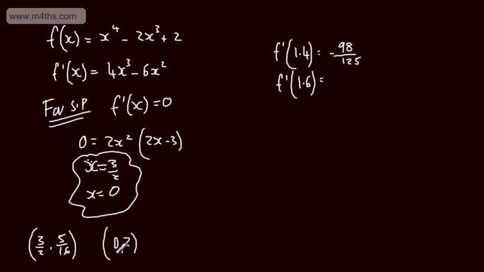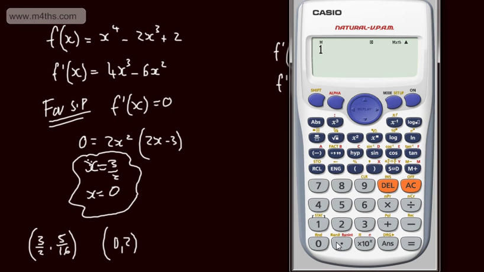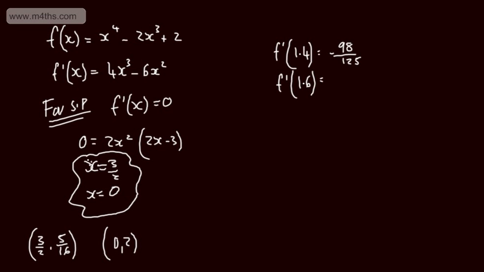What we'll now do is f dashed of 1.6. So evaluating the gradient at the x coordinate of 1.6. 4 answer to the power of 3 minus 6 answer squared. That now gives me 128 over 125, a positive quantity. So what we've got then is negative, negative, negative, negative, 0, positive, positive, positive, positive. Therefore, we can state a minimum.